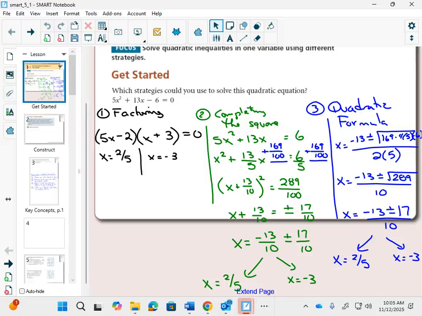This is just a review. So you could try all three methods on your own to see if you remember them. And the answer should be the same, 2/5 and -3, no matter which one you choose. What page? 340. So if you want to get that down later, you can.